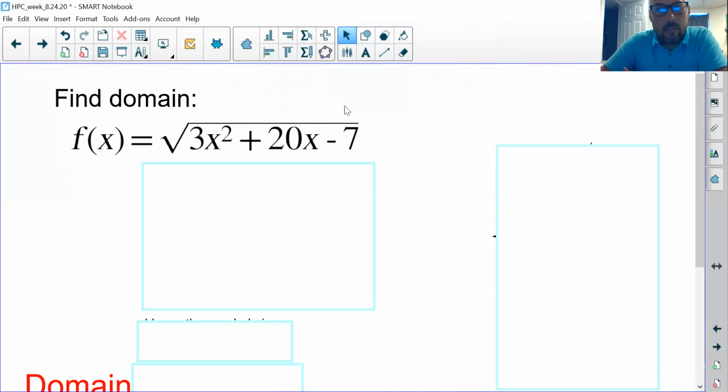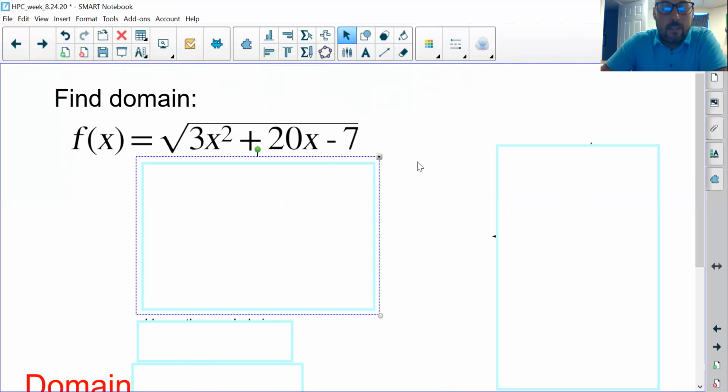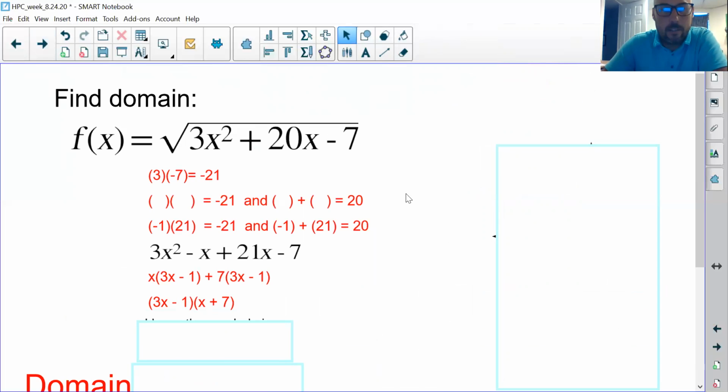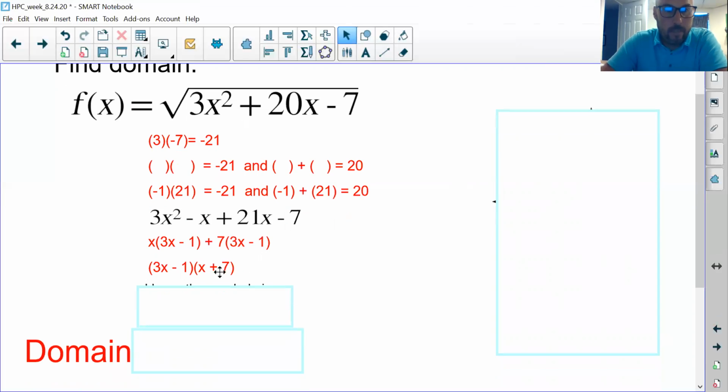Here's the same concept, the square root of this quadratic. This quadratic is factorable. I don't care how you factor it, as long as you factor it successfully. This example is called the master product. You would multiply a and c, you get -21, and then find 2 numbers that multiply to -21 and add to 20, and those 2 numbers are -1 and 21. You factor by grouping, and you end up getting this, 3x minus 1 times x plus 7. So f of x is the square root of 3x minus 1 times x plus 7.